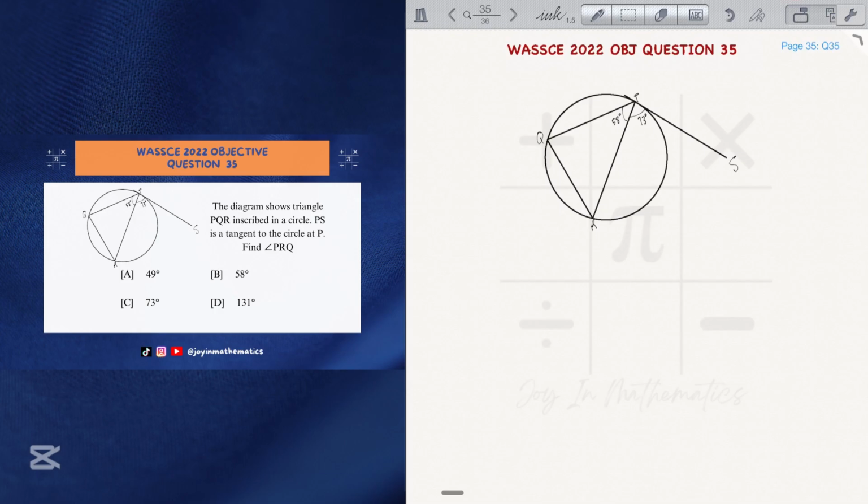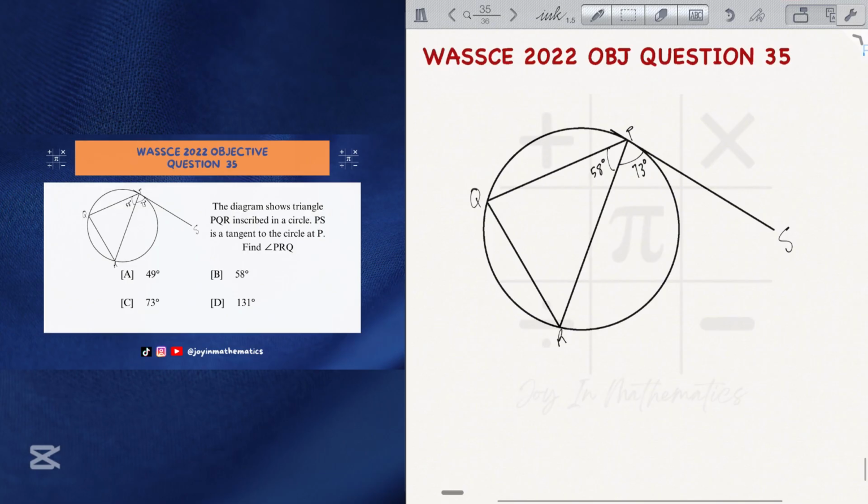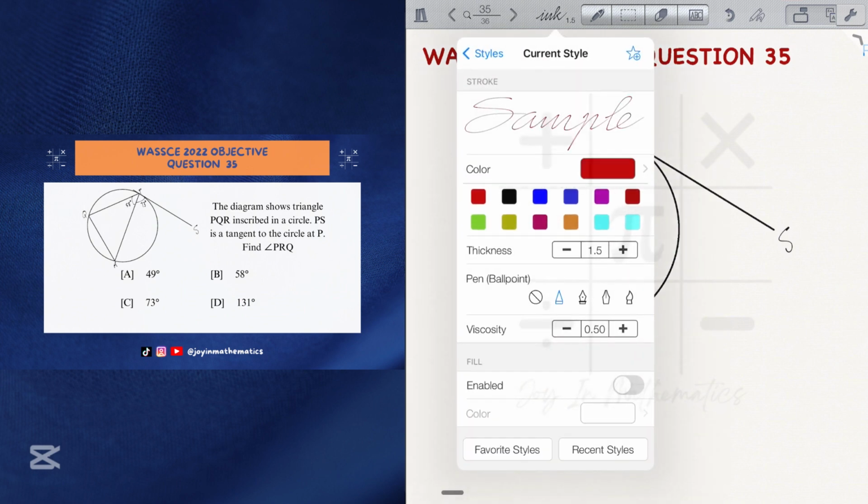Now moving on, let's solve question 35. We have the diagram for question 35, and the diagram shows triangle PQR. So we have this triangle being inscribed in a circle. PS is a tangent to the circle at point P, and we should find the angle PRQ. So we are looking for this angle PRQ. Let's call it X.